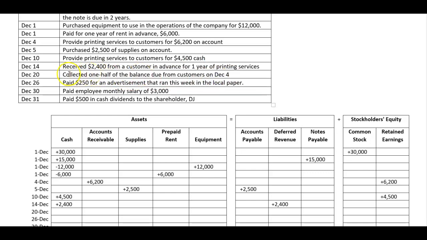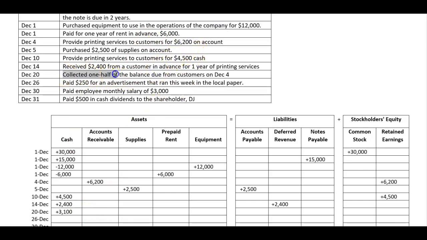All right, so what's happening? Well, if we collect, our cash is going up. You've collected part. So our cash is going to go up. And in this case, our cash is going to go up by $3,100, or 1/2 of the amount owed. They owe us $6,200. They're paying us $3,100.